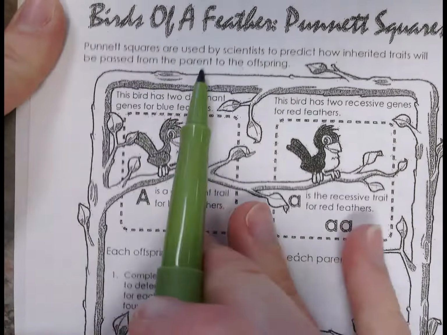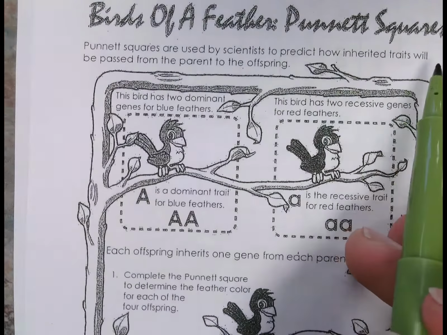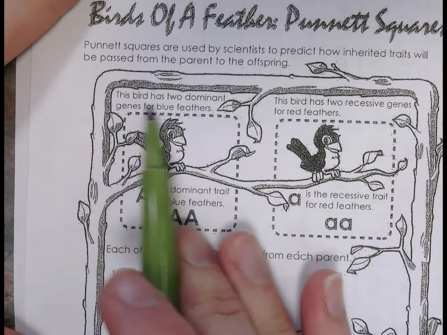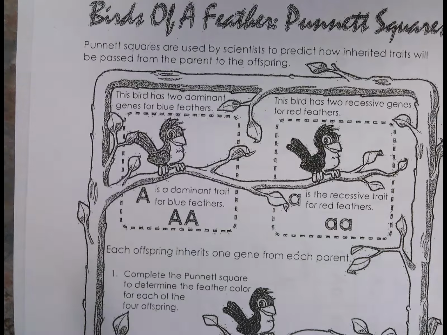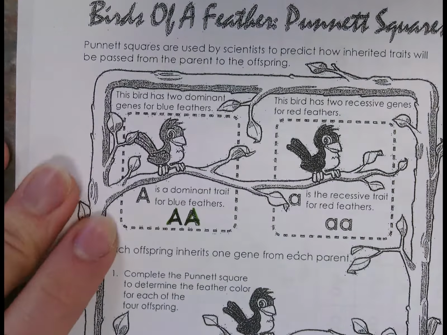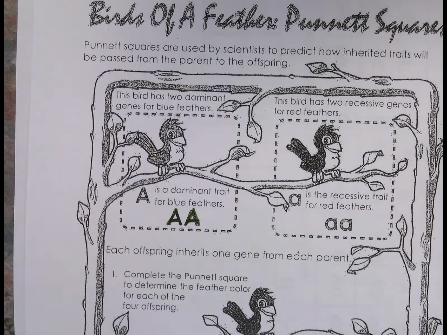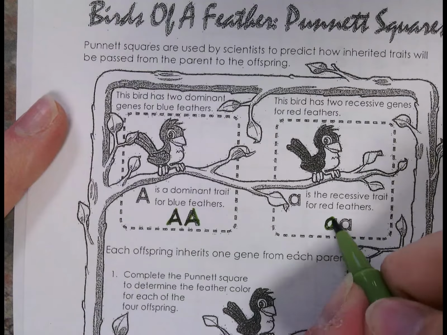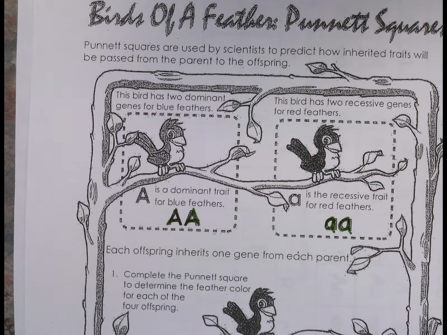So Punnett squares are used by scientists to predict how inherited traits will be passed from the parent to the offspring. This bird has two dominant traits for blue feathers. So it is a dominant trait. So dominant is blue. In this case, it has two big A's. It could also technically have the blue trait with big A, little a, as long as it has at least one. This bird has two recessive genes for red feathers. So little a, little a.